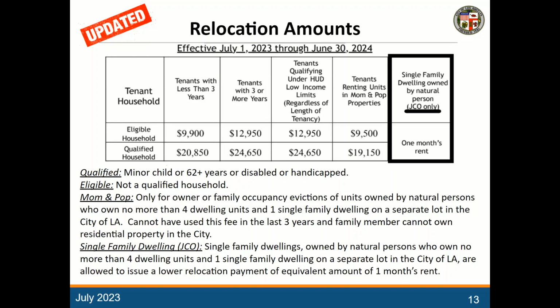It only applies where it's a standalone single family dwelling on a parcel. So that's the only unit on the entire parcel. And that unit is not subject to the RSO. Instead, it is subject to the just cause ordinance, since it is the only unit on the parcel. The unit has to be owned by a natural person, so not a corporation, or a corporate entity that is owned by that natural person. And that person cannot own more than 4 dwelling units and a single family dwelling on a separate lot in the city of LA. If a landlord meets these requirements, then they would be eligible to pay the lower relocation amount of the equivalent of 1 month's worth of rent.